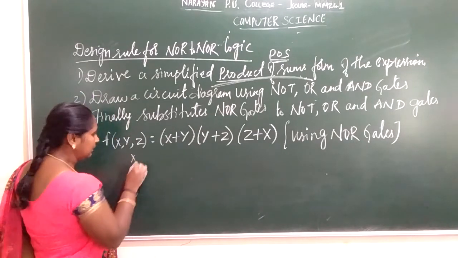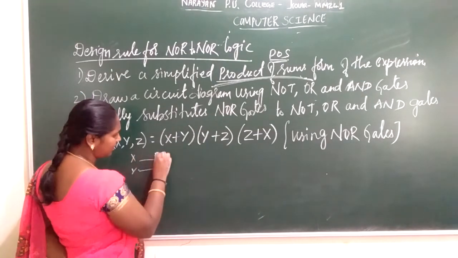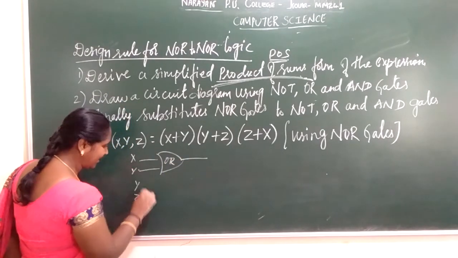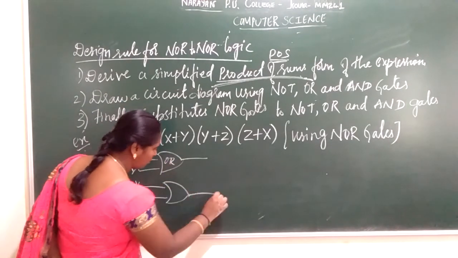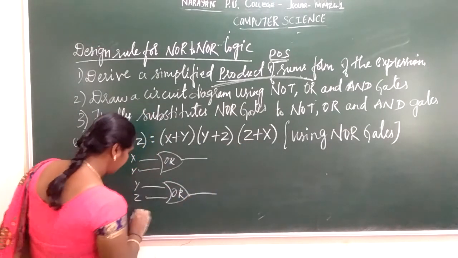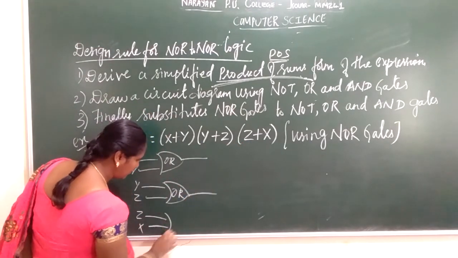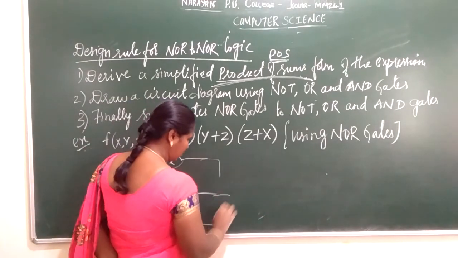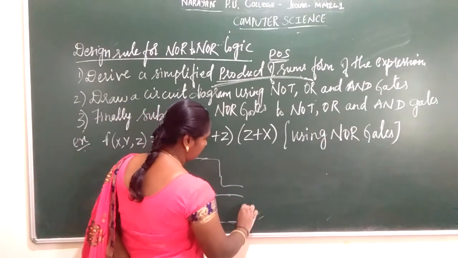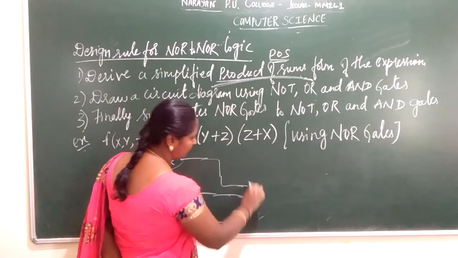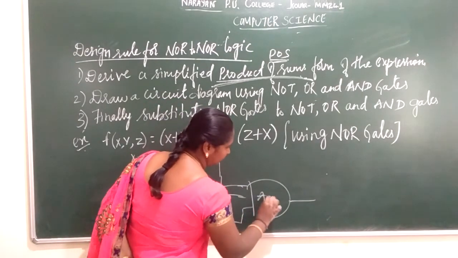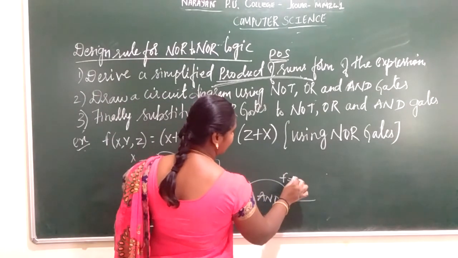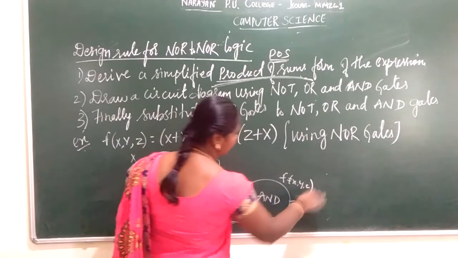First I will take x y. Here it is used as an OR gate. Next y z. Again it is used with an OR gate. Next z x. Again it is used with an OR gate. So all these three should be combined with, what is there between these three? This is in the form of AND. So this gives the result, f. You will get the result as f of x comma y comma z as the function.